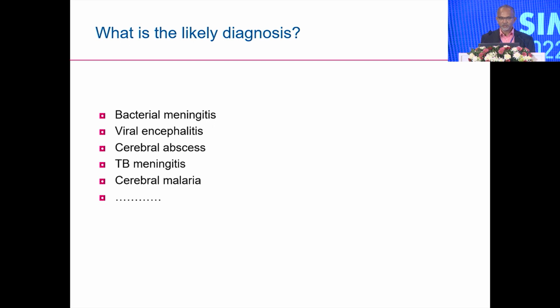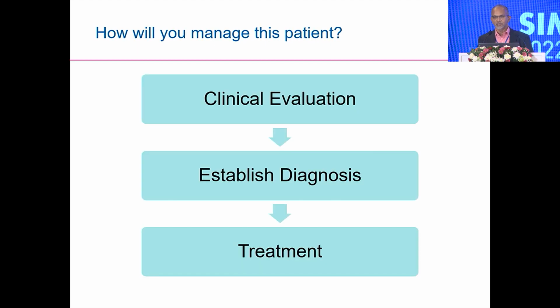Viral encephalitis, it can be an abscess, it can be TB, it can be even malaria, even though we just heard about malaria, even though we don't think that we see it here anymore. Perhaps the more important question would be, how will you manage this patient? Easy. This is how you would manage any patient. You would first do a proper clinical assessment, then do some investigations to establish the diagnosis, and then in some logical manner, we would work out the treatment.